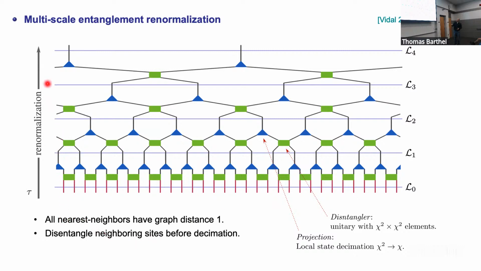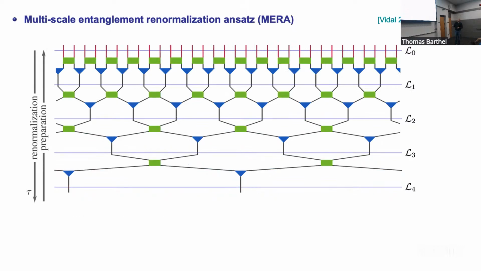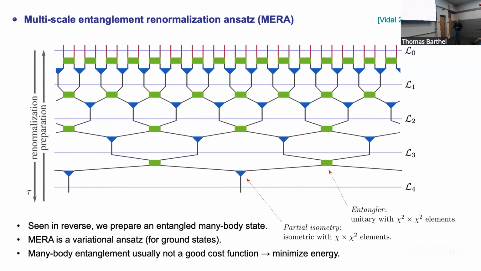Okay, so here in this page, this direction was the renormalization direction, right? Now, if you turn this thing around, then we can interpret this also as an ansatz for a many-body state, right? So now we look from the bottom up as a preparation of a many-body state. We have partial isometries which generate from 1 degree of freedom 2 degrees of freedom. Then we have entanglers which entangle 2 neighboring degrees of freedom, and then we continue the scheme. This prepares an entangled many-body state. And we can use this as a variational ansatz in order to get approximations, for example, to the ground state.